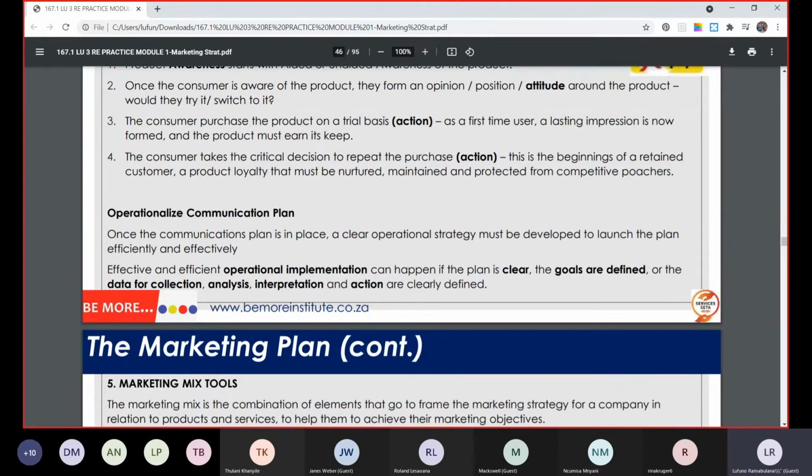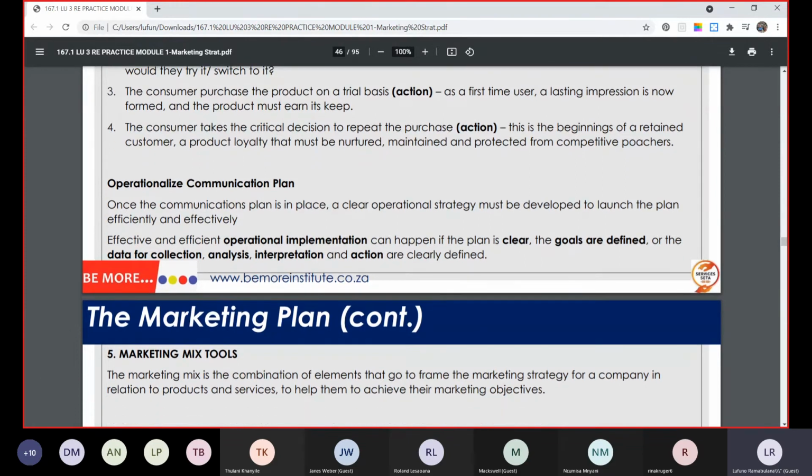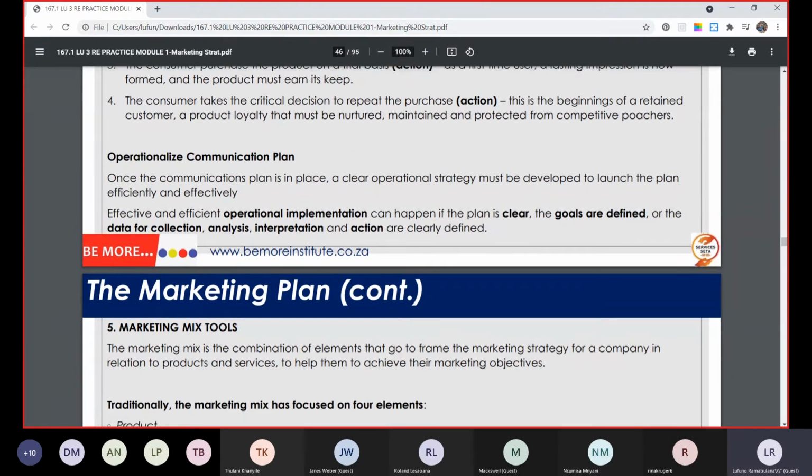Operationalize your communication plan. Once the communication plan is in place, a clear operational strategy must be developed to launch the plan efficiently and effectively. Effective and efficient operational implementation can happen if the plan is clear, the goals are defined, and data for collection, analysis, interpretation and action are clearly defined. So it's important to clearly define your goals, your data collection, the analysis and the interpretation, and the action that needs to be taken.